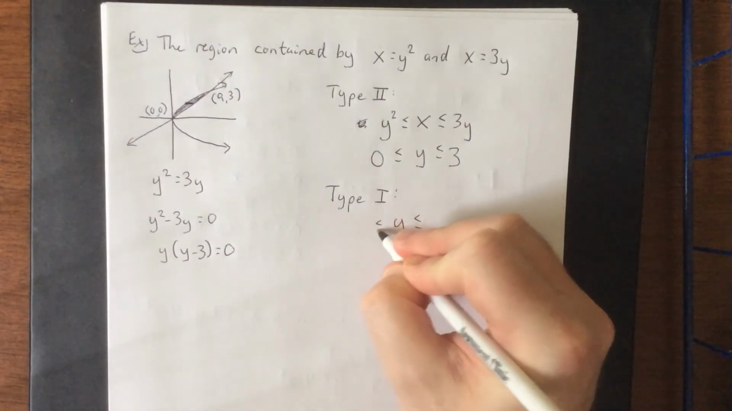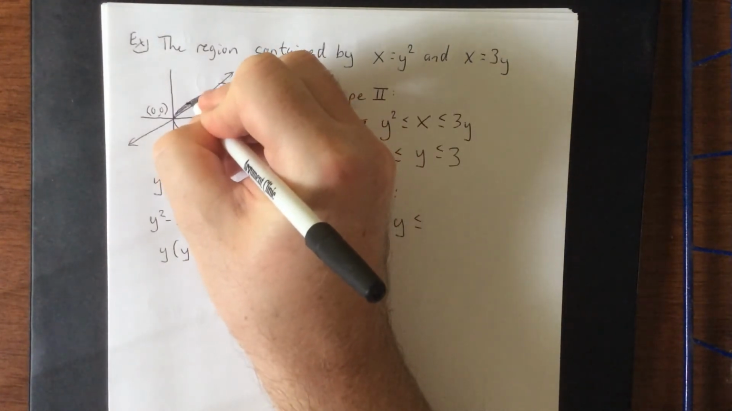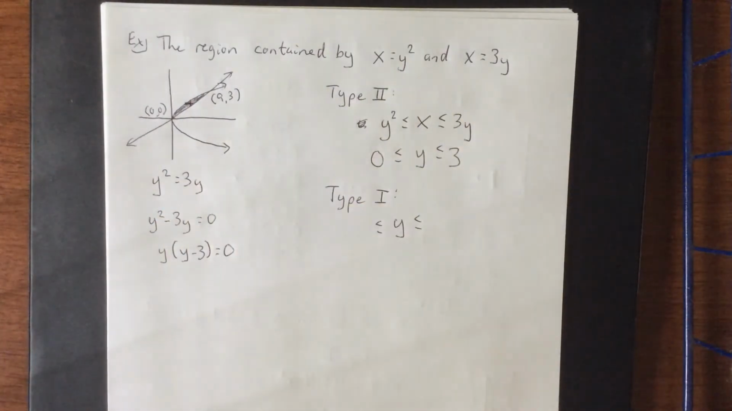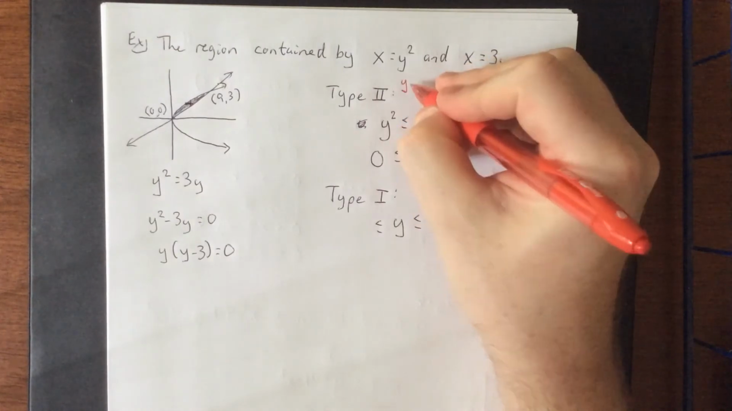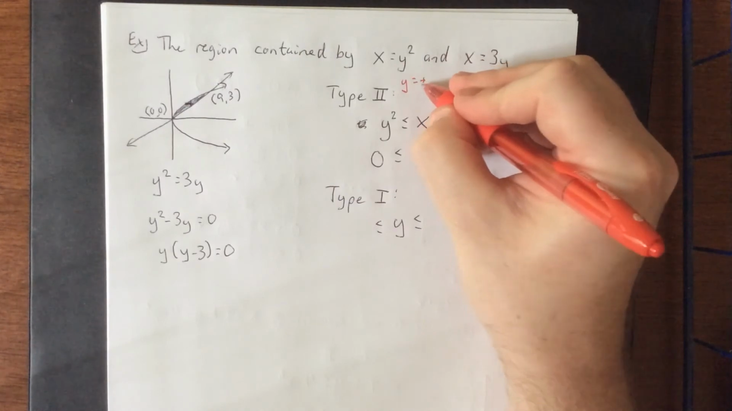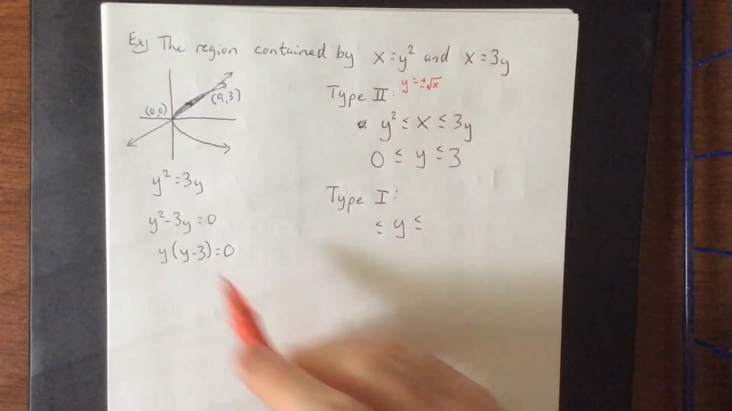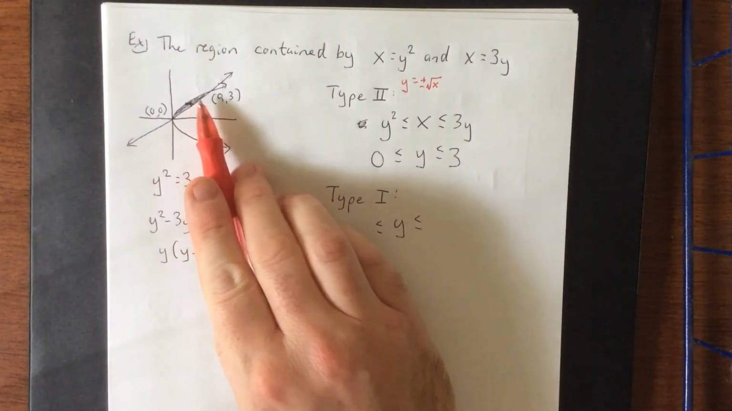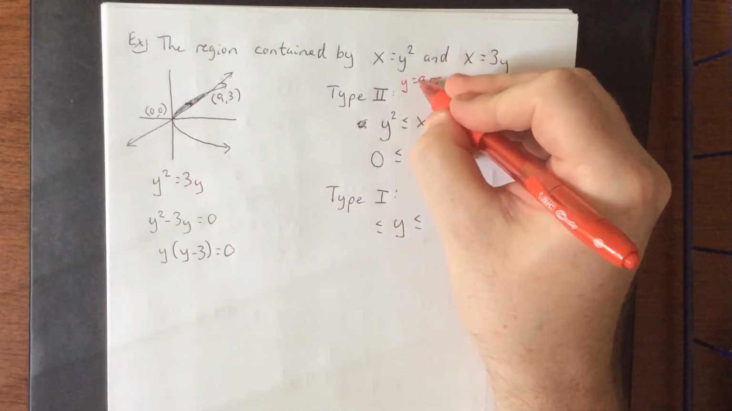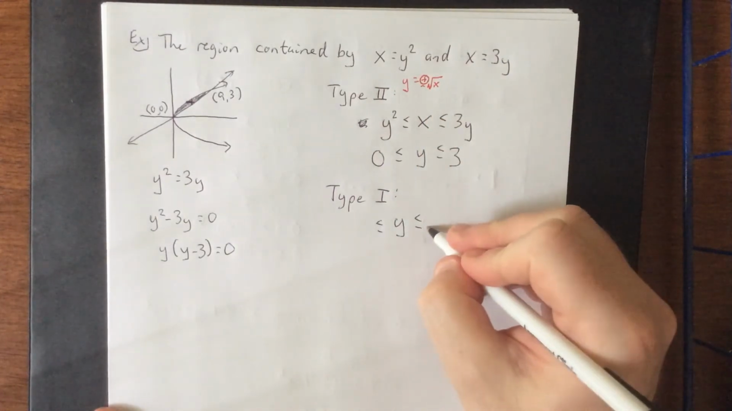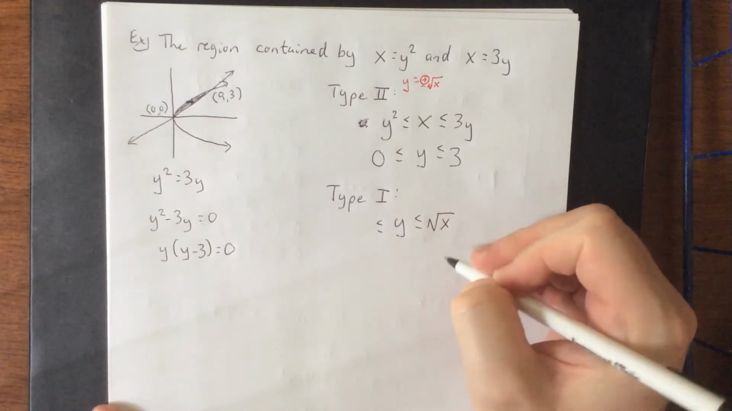So what you could do is say that going from top to bottom, the parabola is now the top function, the line is now the bottom function. But we don't have these in the proper form since they need to be in the form y equals. Solving each of these for y lets us know that the parabola is going to be y is equal to plus or minus the square root of x. You'll notice, though, that in the region in question, we're only dealing with the top half of the parabola. Therefore, we can stick with the positive square root of x. So as a type 1 region, the top function would be y is equal to the square root of x.